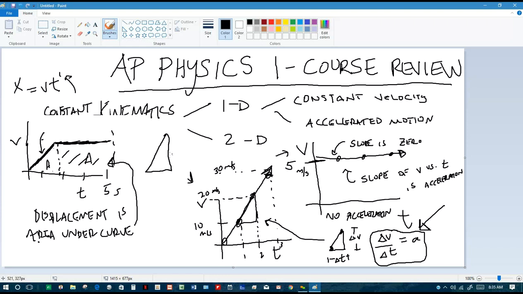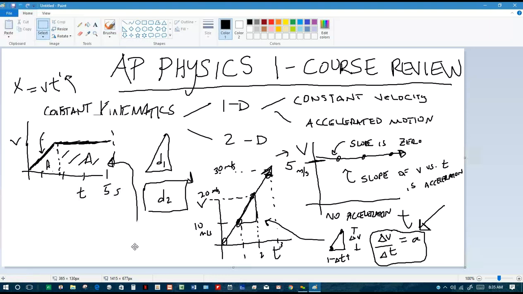You could literally make a three-part problem. If I can figure out the area of the triangle, then I'll have the displacement during the first couple of seconds. That would be called D1. And then if I can figure out the area of this giant rectangle, that would be the displacement that occurs during constant velocity motion. And if they want to know the total displacement, I add my areas. Does that make sense?